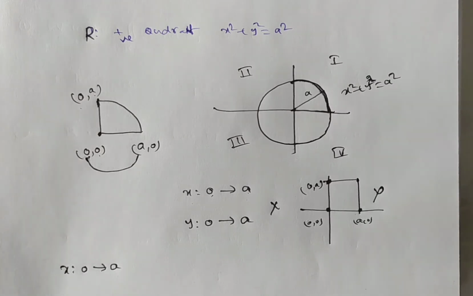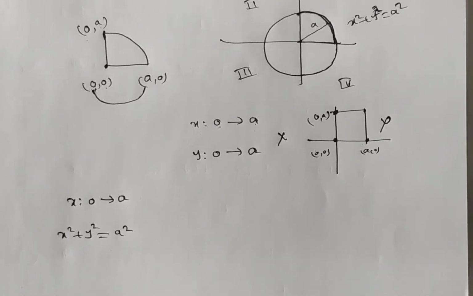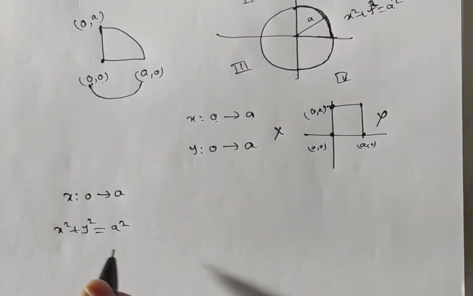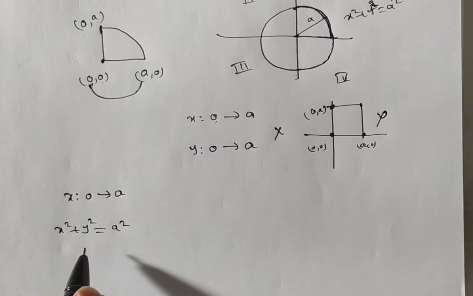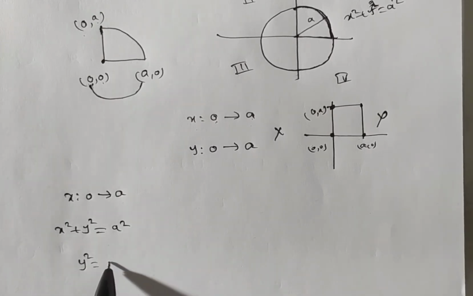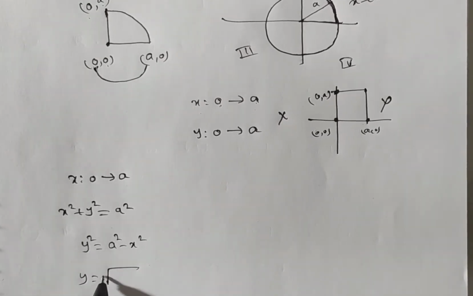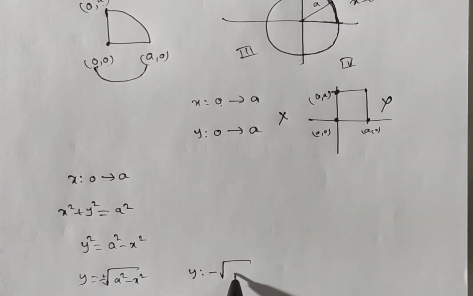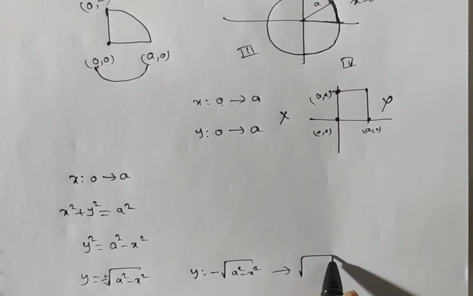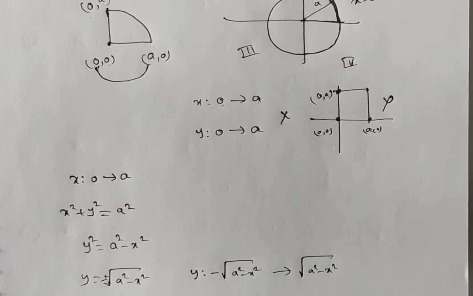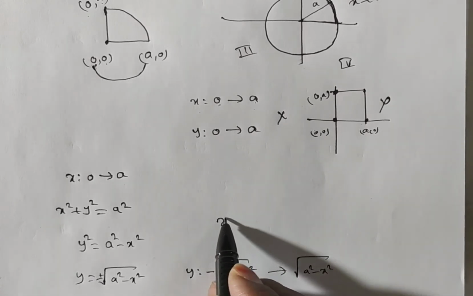So the region given is the circle, x square plus y square is equal to a square. So x is independent. Now keep y on the left side, then y square is equal to a square minus x square, so y is equal to plus or minus square root of a square minus x square. So here you have two limits for y, from minus square root of a square minus x square to plus square root of a square minus x square, but x is from 0 to a.